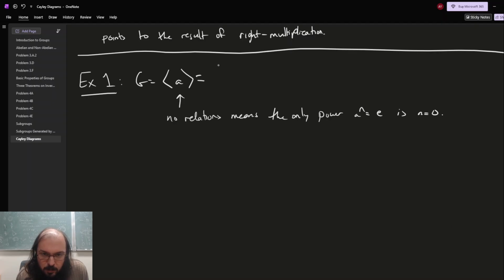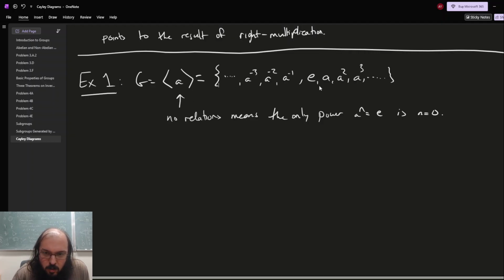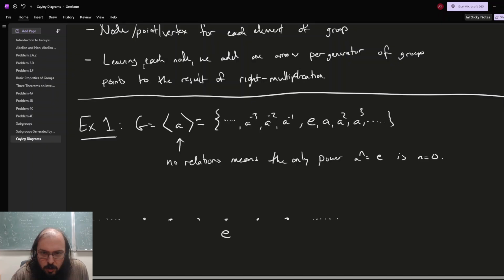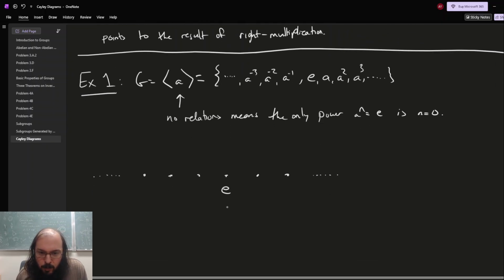And we saw last time that this will consist of the powers of a and their inverses. Like so. And every single one of these gets a vertex. I'm not going to obviously draw you infinitely many, but we might line them up in a line like so. And then the deal is from each node, we add one arrow per generator of the group, pointing to the result that you get when you multiply on the right.